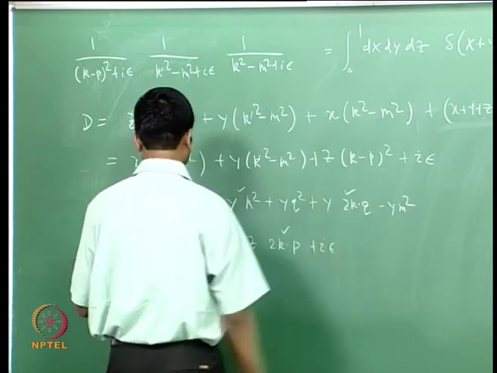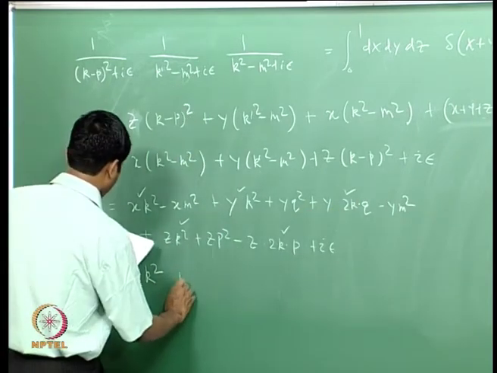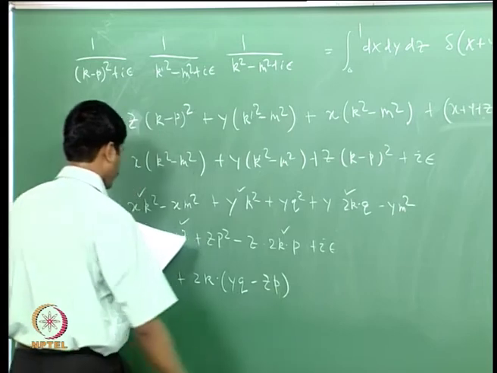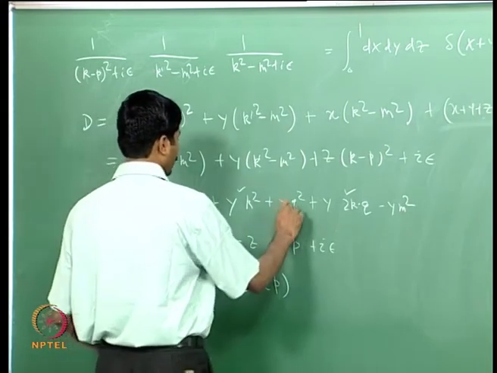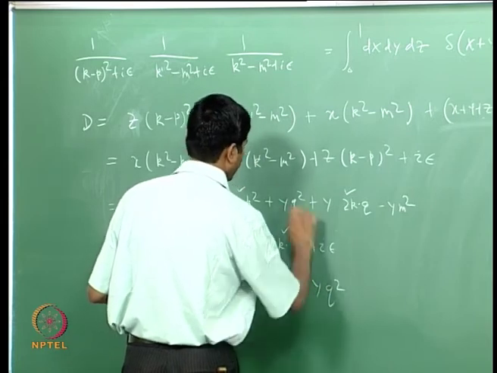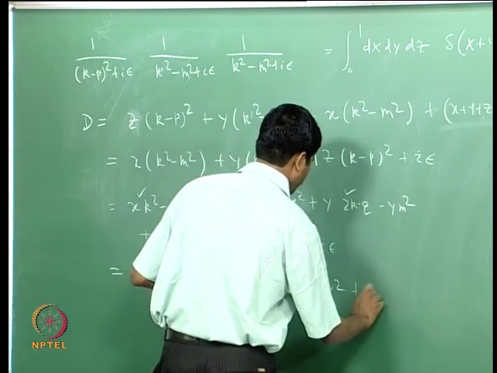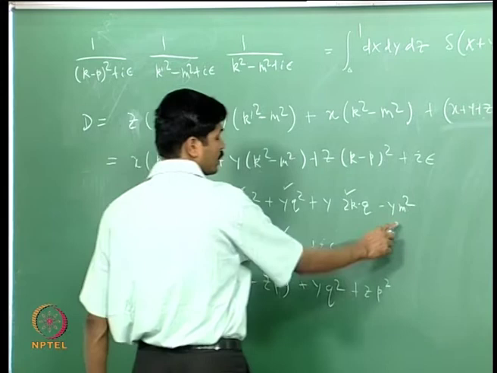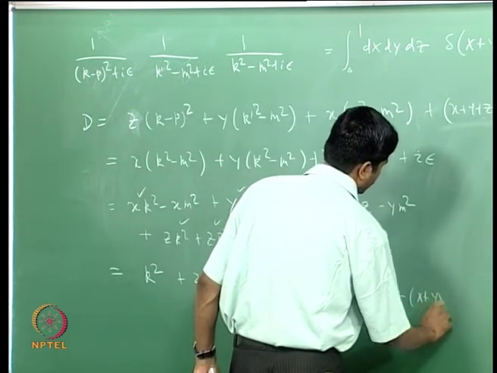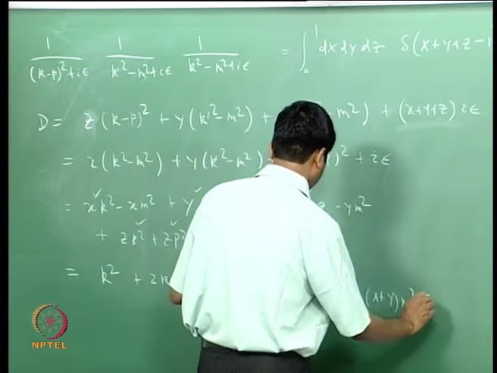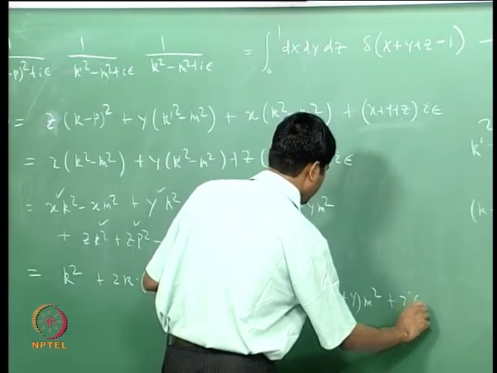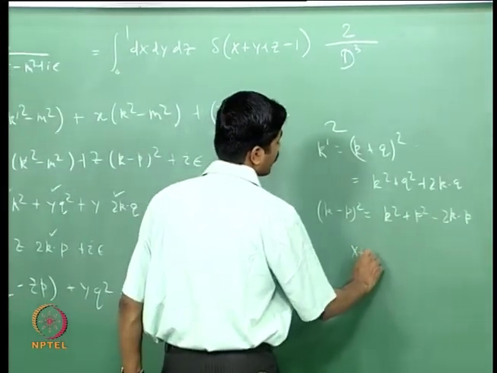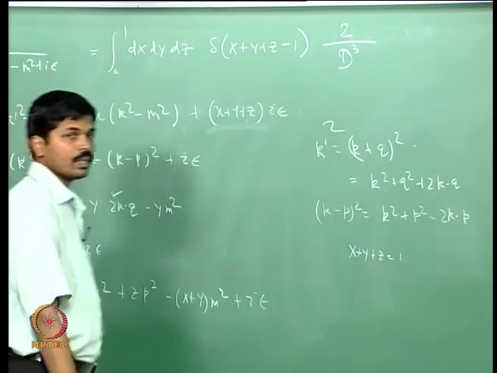and then you have these two quantities, this and this, which will give me plus 2 k dot y q minus z p, and then you have y q square, z p square, and then minus x minus y m square plus I epsilon, because I have again used the relation that x plus y plus z is equal to 1.